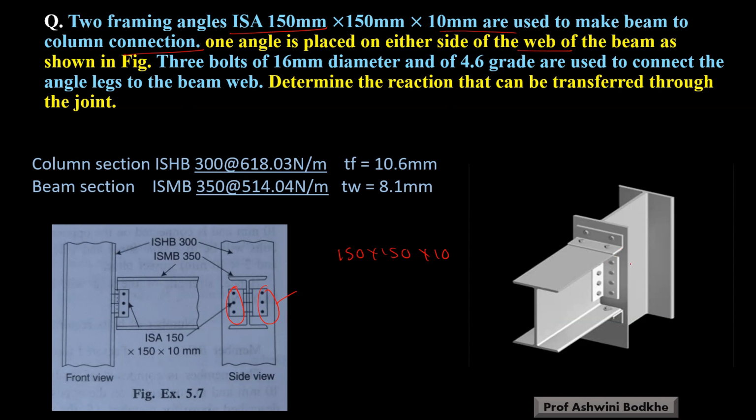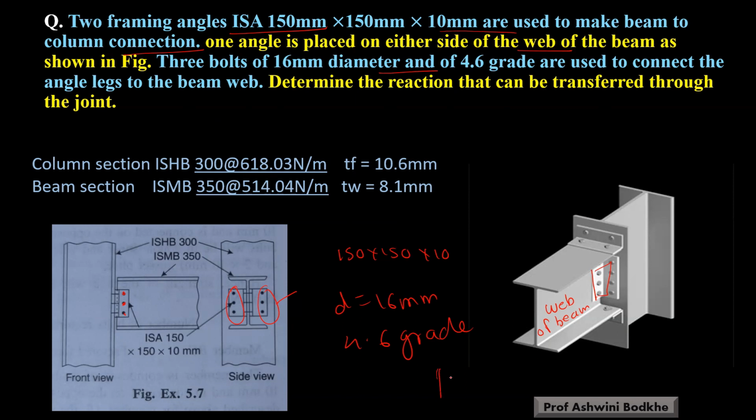One side of this angle is connected to the web of the beam. So this one is the web of the beam. Three bolts of 16 mm diameter are used. So the number of bolts is 1, 2 and 3, and the diameter of the bolt is 16 mm. The grade is 4.6. They are used to connect the angle legs to the beam.